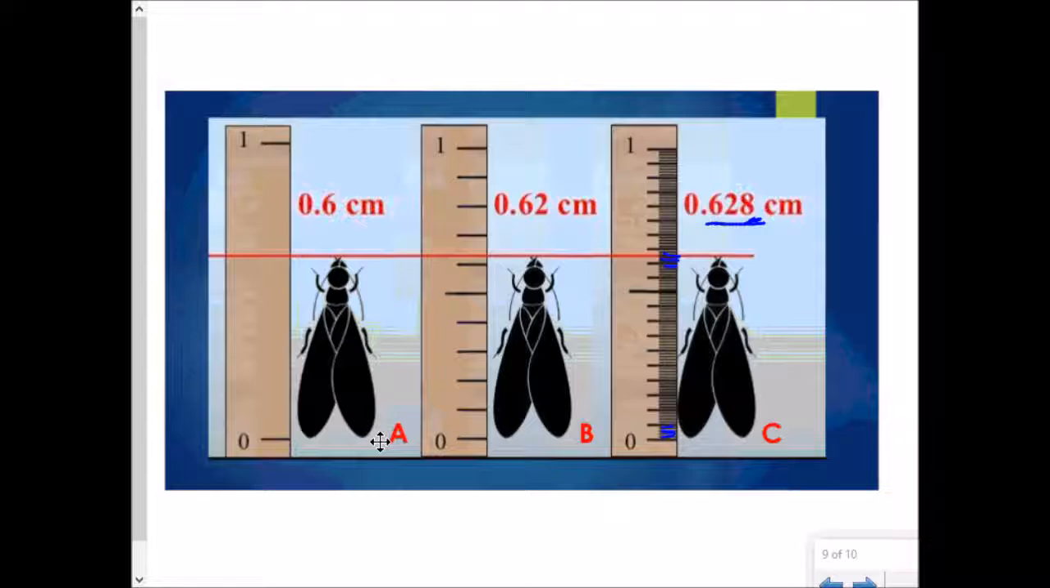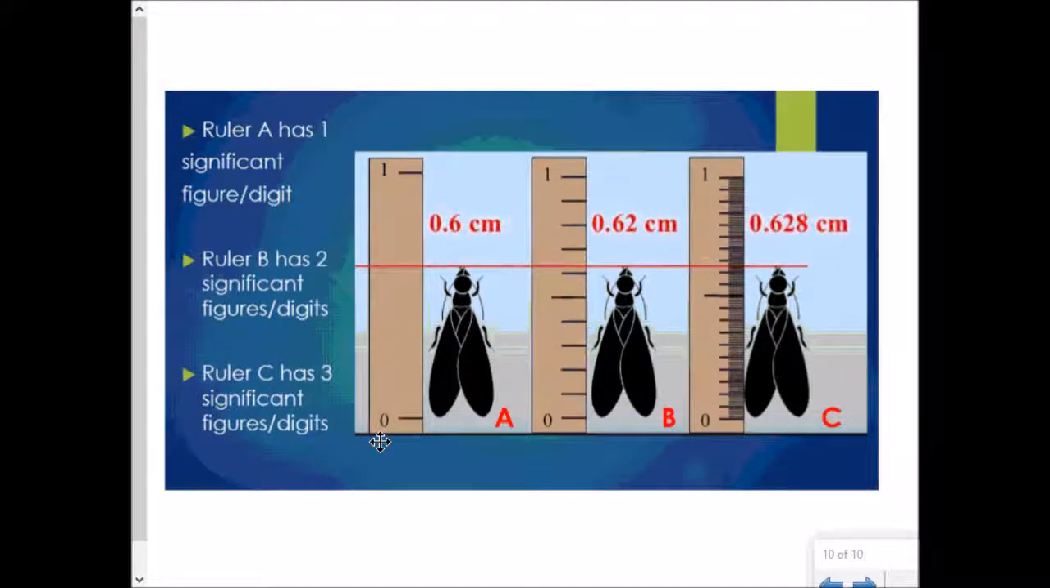In essence, the measuring tool is going to give you the number of digits you're allowed in your measurement. The more tick marks, the more numbers you're going to have, the more precise and more accurate your measurement will be. Ruler A is allowed to have 1 significant figure. Ruler B is allowed to have 2 significant figures based on the markings on the tool, and ruler C has the ability to have 3 because it has extra little markings in here. Okay?